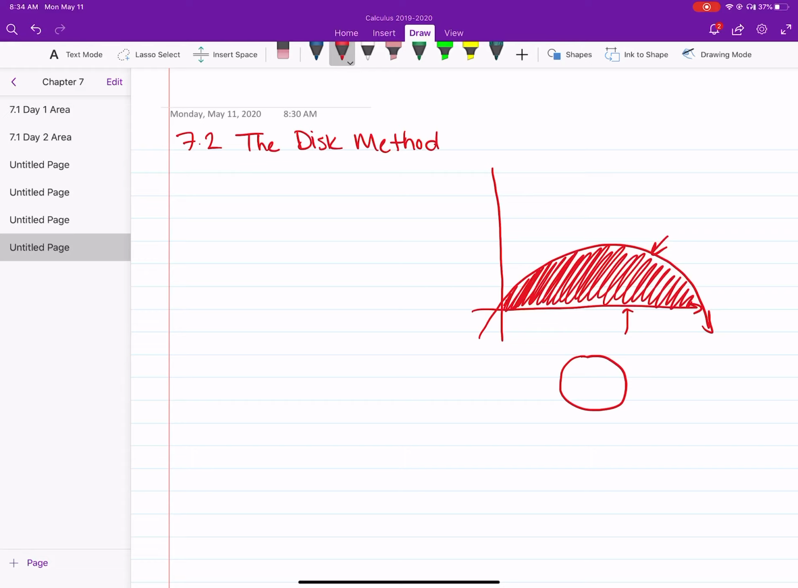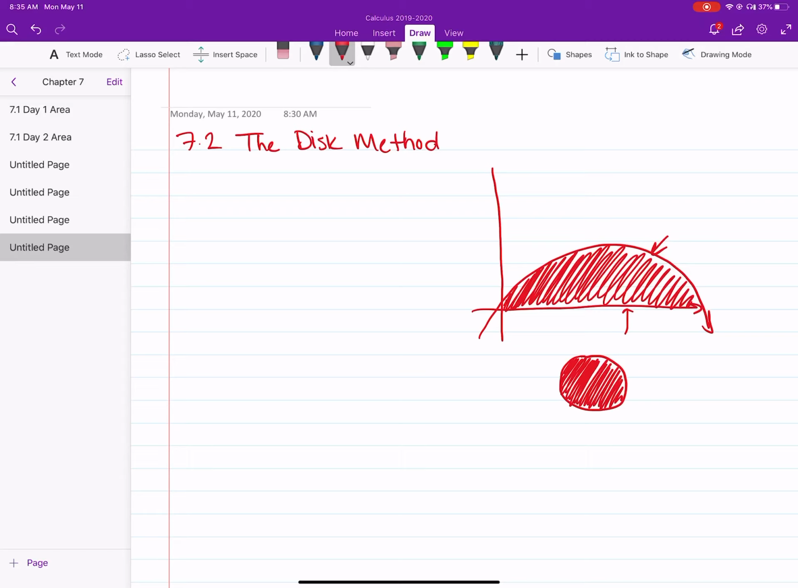The reason we call it the disk method is because it is a solid figure. There is no hole. This 3D region would be completely filled in. Hopefully you can see it. If you don't, look it up on the internet, Google finding volume, the disk method, and they can give you some good visualizations.